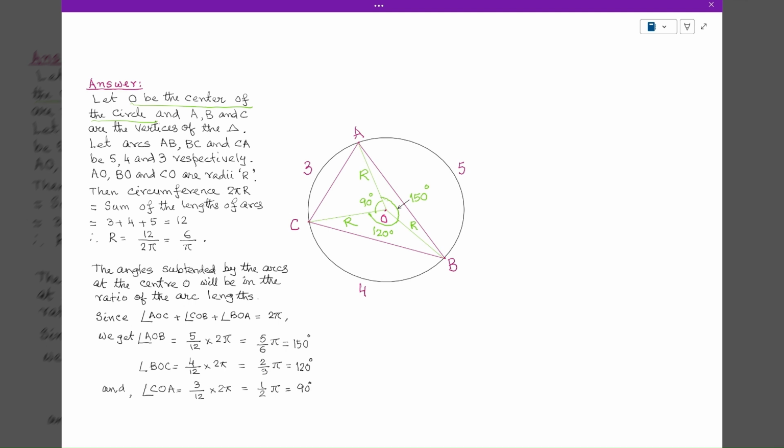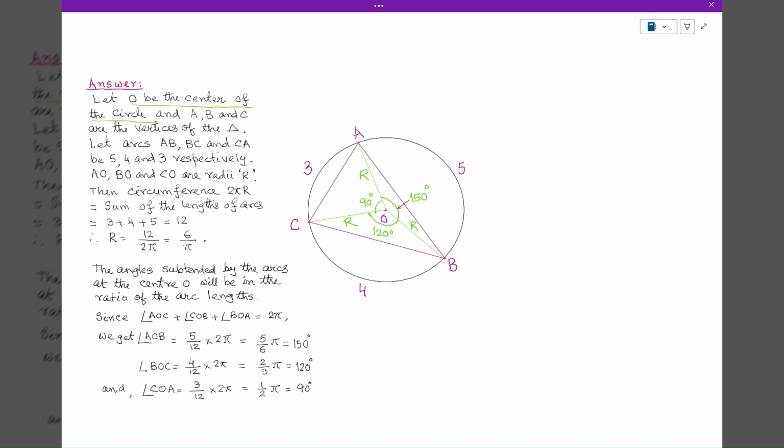Let O be the center of the circle and A, B, C are the vertices of the triangle ABC. Let arcs AB, BC and CA have lengths of 5, 4 and 3 respectively.